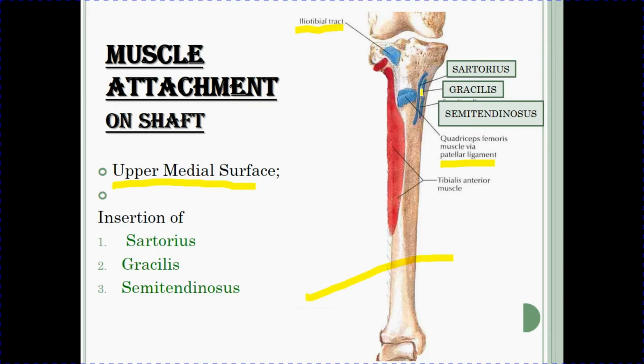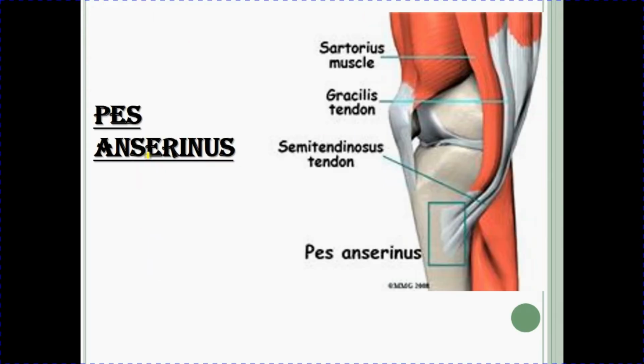So on the upper part of the medial surface, there is insertion of three muscles: sartorius, gracilis, semitendinosus. So three muscles are attached on the upper medial surface: sartorius, gracilis and the semitendinosus. They are collectively called pes anserinus. These three muscles are inserted on the upper medial surface of the shaft of the tibia and they are collectively called pes anserinus, or goose foot.